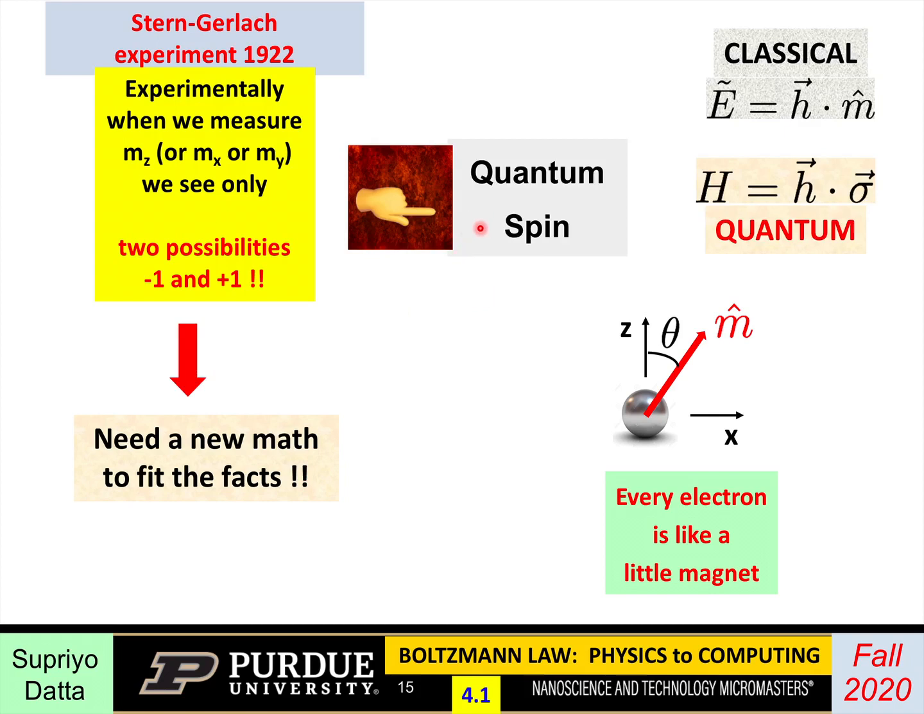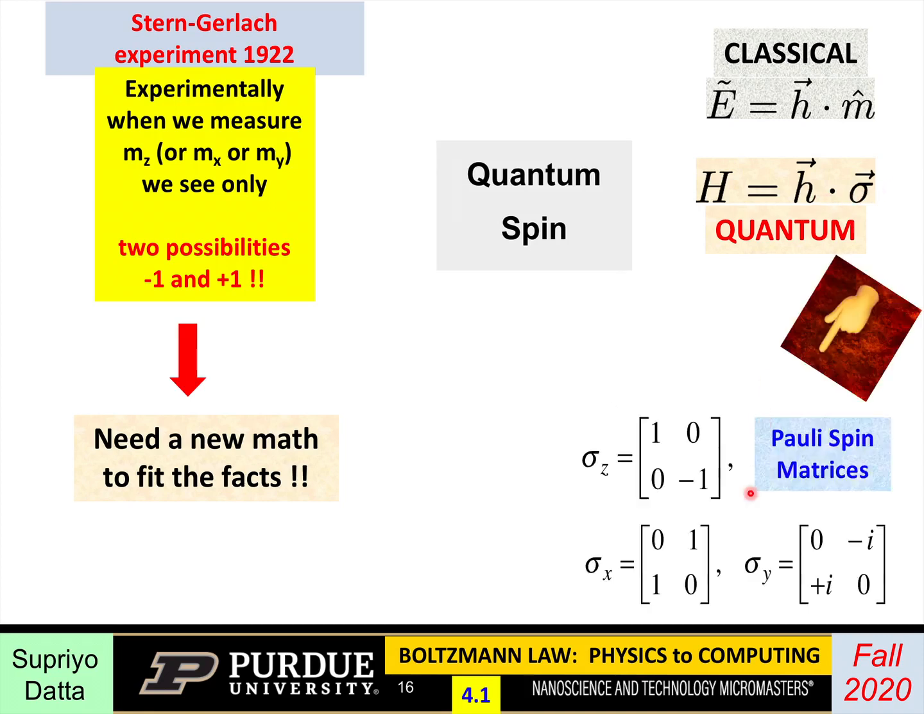And that's how the quantum theory evolved. In the quantum theory, the magnetic moment m gets replaced by an operator sigma, which, as you'll see, is a 2 by 2 matrix. So instead of h dot m, you write this energy matrix, or what's called the Hamiltonian matrix H, which is h dot sigma. Now, what is this sigma?